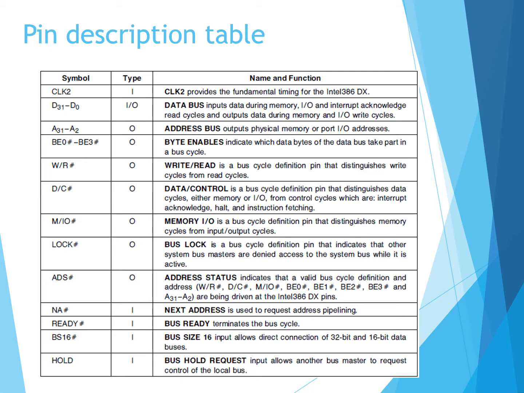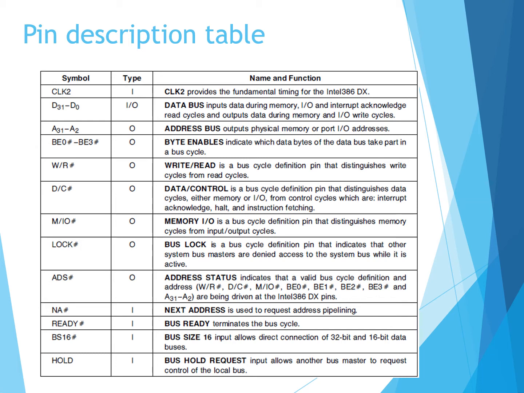Next signal is byte enable. These are active low, BE0 bar to BE3 bar, which indicate which data bytes of the data bus take part in a bus cycle, that is D0 to D7, or D8 to D15, or D0 to D15 and so on. Next is W/R bar, write or read. It is used to differentiate the type of cycle. If W/R bar is equal to 1, then the write cycle is performed, and if W/R bar is equal to 0, then the read cycle is in progress.